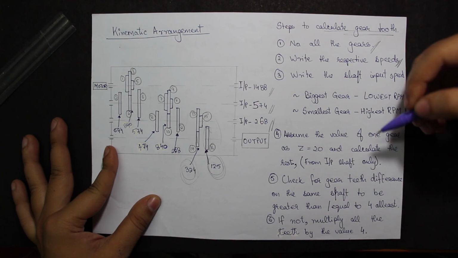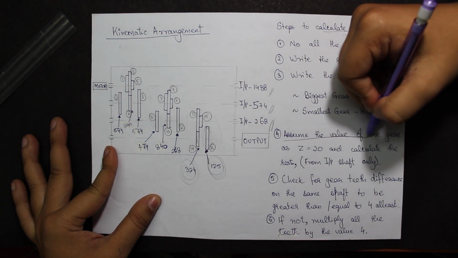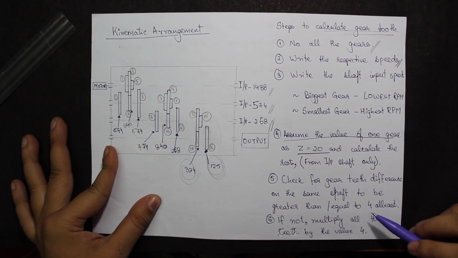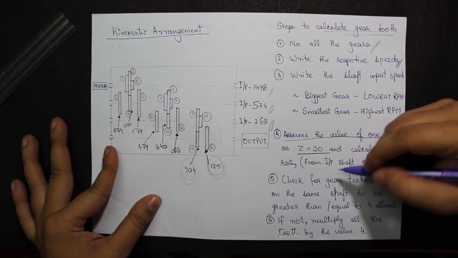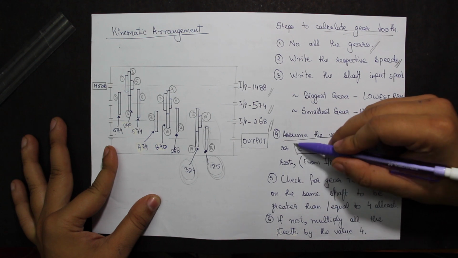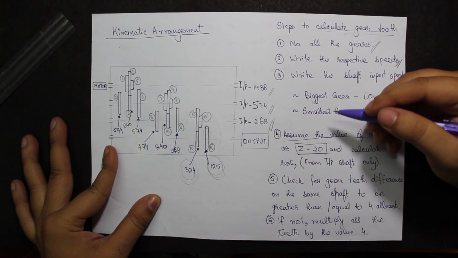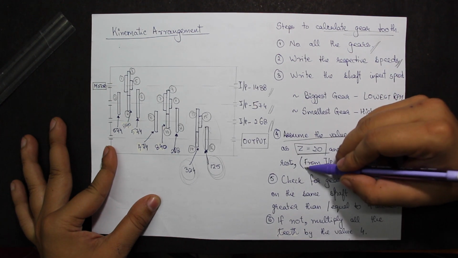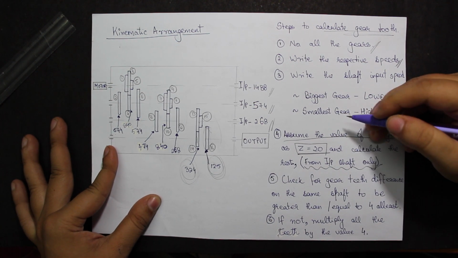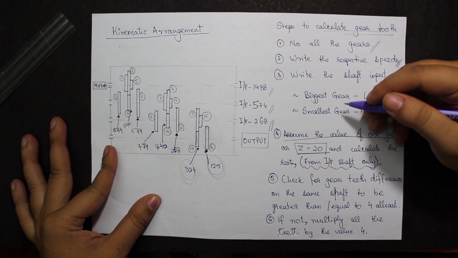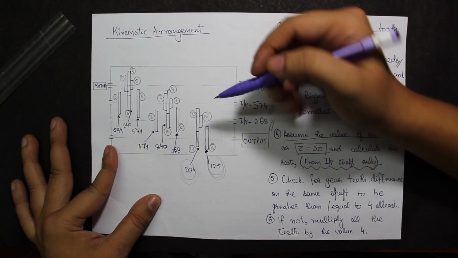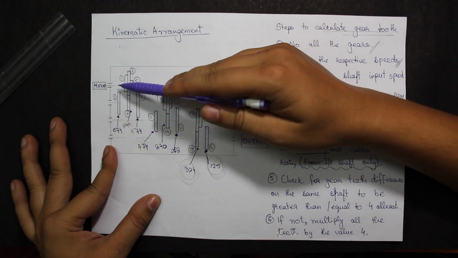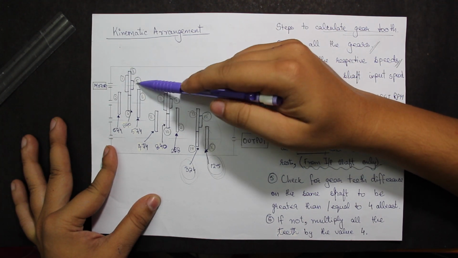Now the next step is to assume the value of one gear as Z equal to 20 and calculate the rest. The calculation part I'll show you in the next step. Now I have to assume the value of any one of the gears in the given 3 combinations as 20. I just have to keep in mind that only the input shaft gear has to be chosen as 20. Therefore, I can either choose 13 or 15, or 7, 9, 11, or in the last pair 1, 3, 5.